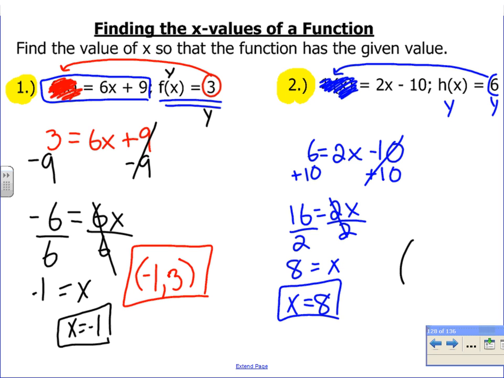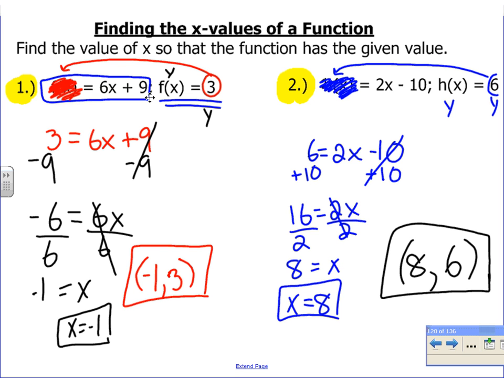So we need to write our answer as an ordered pair. So we have x comma y. We have 8 comma. Don't forget h of x is y. They gave us the y value. So 8 comma 6 is the answer, and always write your answer as an ordered pair.